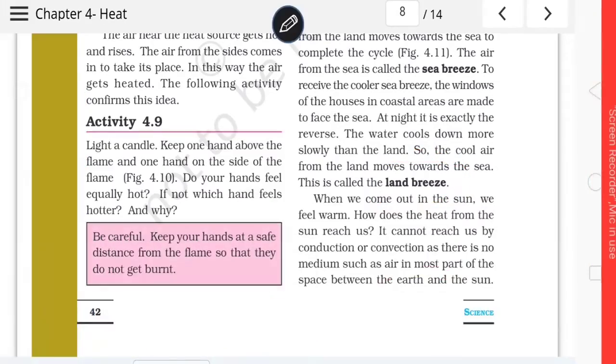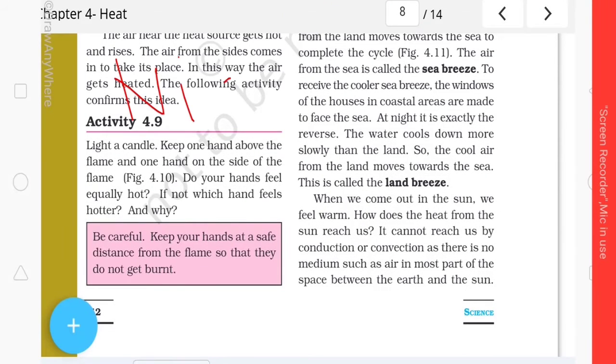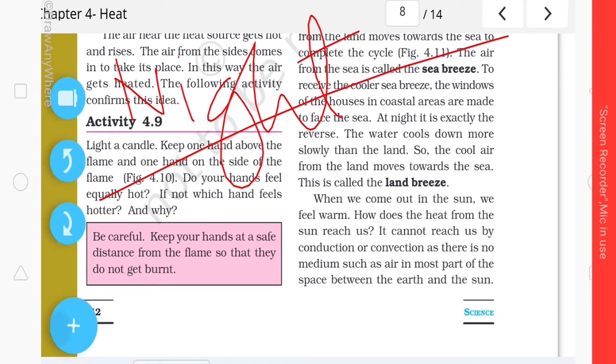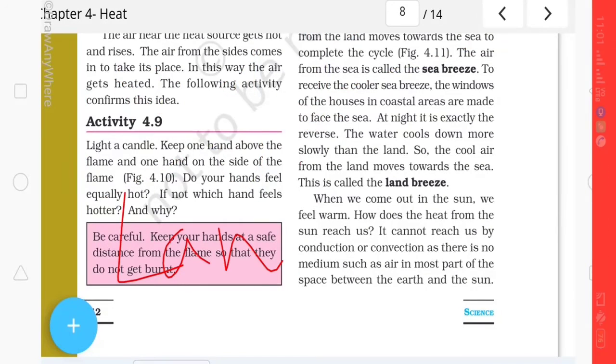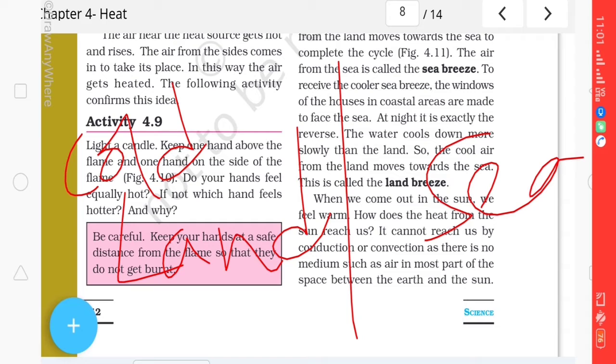The land breeze we will get during the night time. During night time, what happens? Since the land is getting heated first during the day, in the night time also the land will get colder first. This is land, and this is sea, suppose. Now which is getting colder first? The land. This land is cold at night time. And the sea is what?